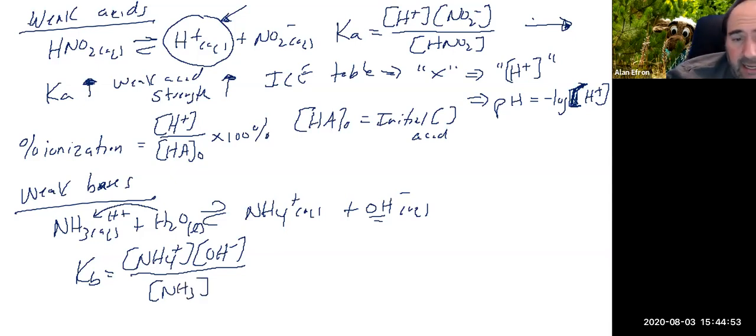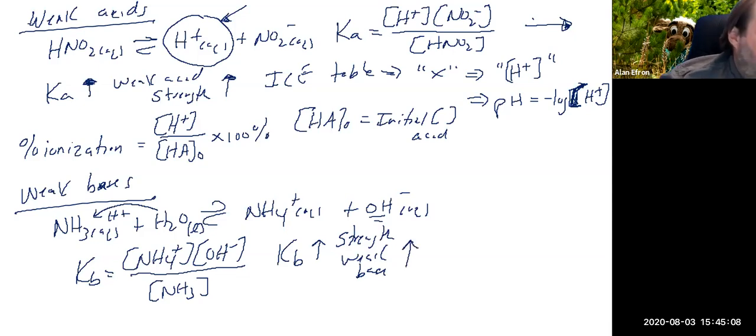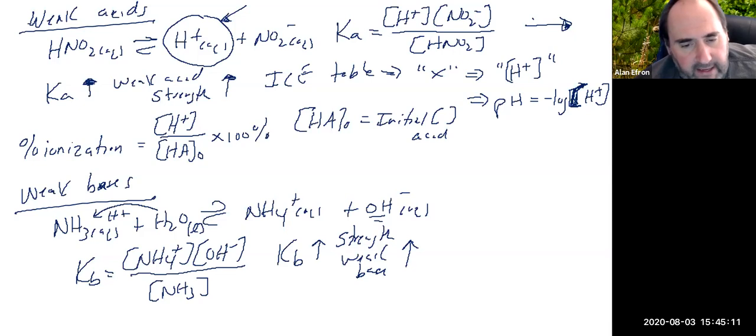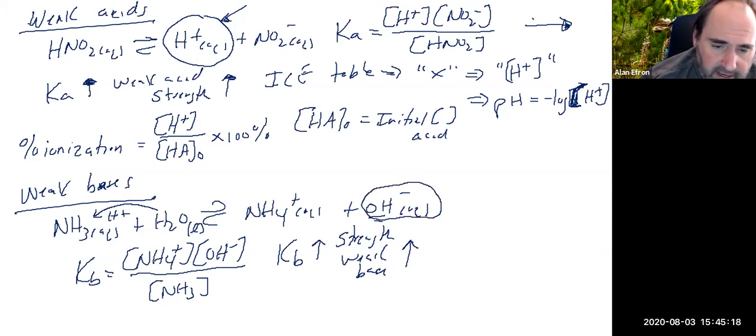And same idea, as the Kb value increases, so does the strength of the weak base. And it's for really the same reason. If we have a large value of K, what that means again is we have mainly products, and we should have a good amount of hydroxide being formed, which obviously would make it a stronger weak base than one that has a smaller Kb value.